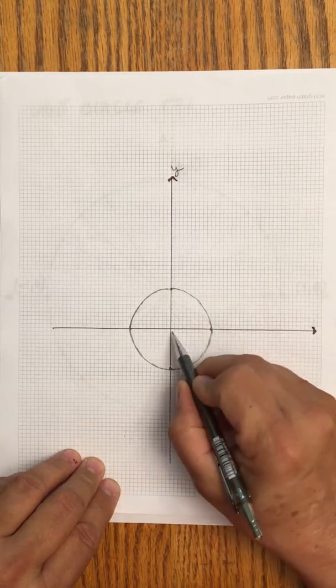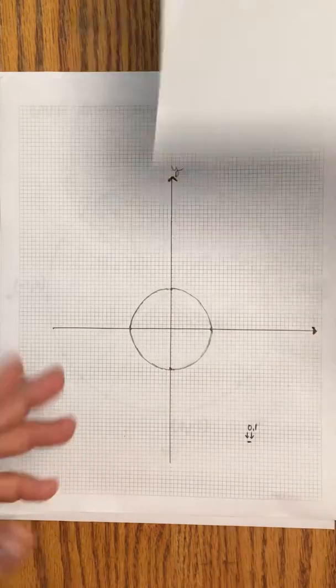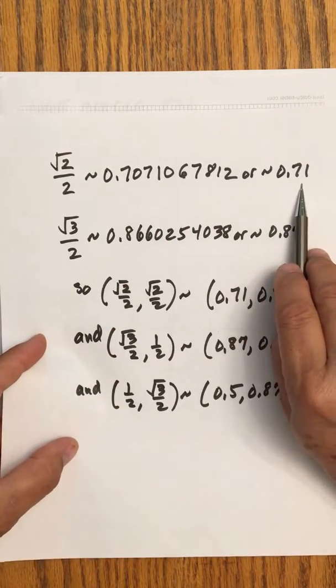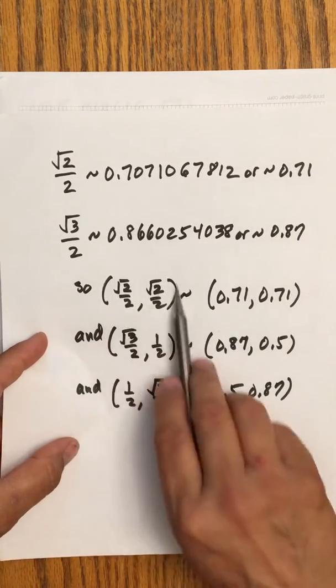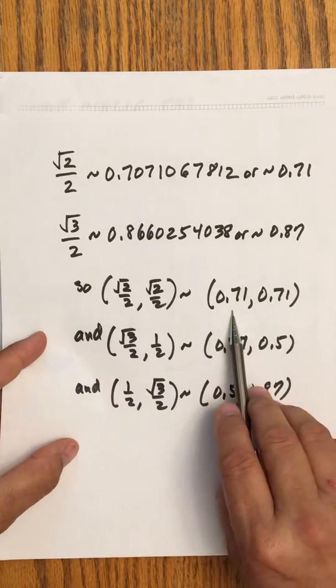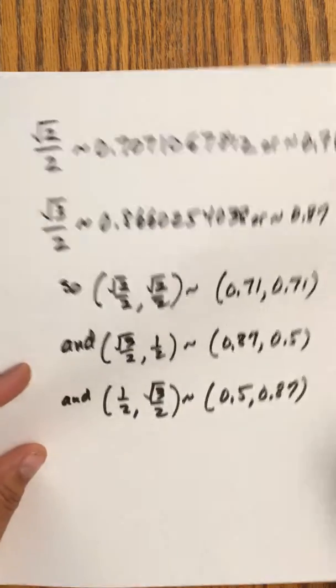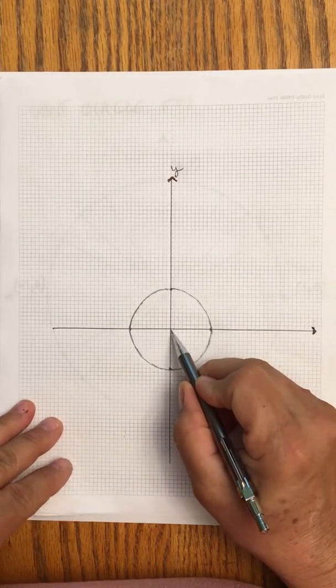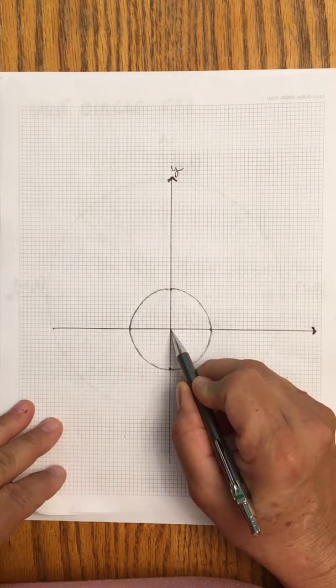So now if I were to go literally and count, I'm going to take square root 2 over 2, which I'm going to approximate as 0.71. So if I were to plot square root 2 over 2, comma, square root 2 over 2, I would plot it as 0.71, comma, 0.71. So in the x and the y, in each direction, it would be 0.71.